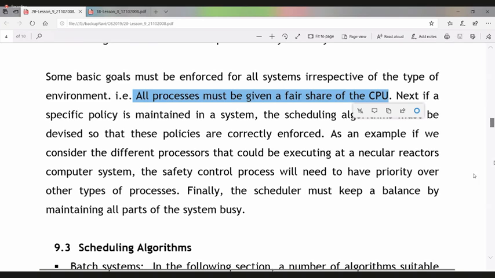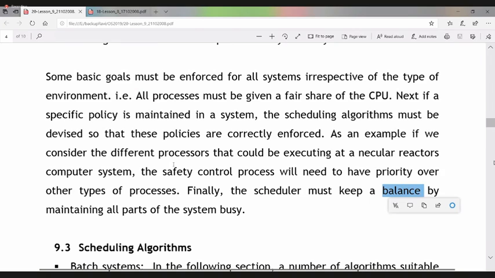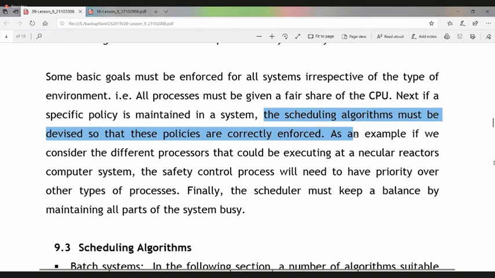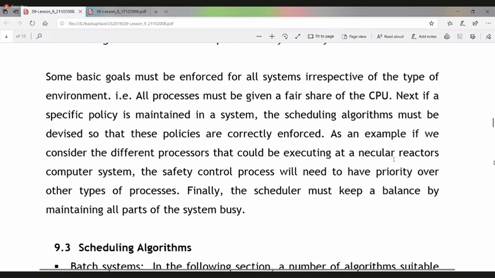Next, if a specific policy is maintained in a system, the scheduling algorithms must be devised so that these policies are correctly enforced. So you can make certain policies, but you have to enforce them. Make sure they are there.